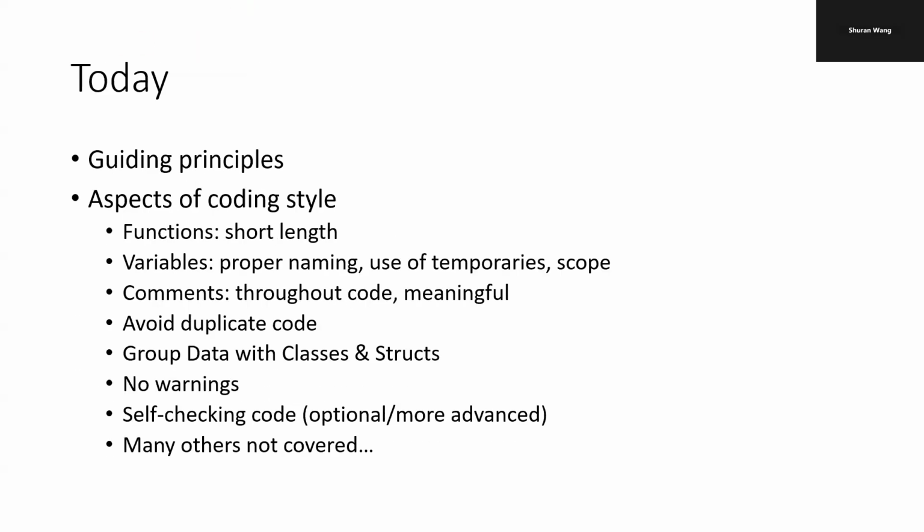Today, I'm going to cover the guiding principles on coding style and some aspects of coding style that you need to follow in your milestones, and this will be graded by your TAs. Functions, variables, comments, avoid duplicate code, group data with classes and structs, no warnings. Up to here, your TAs will be grading according to the guidelines covered in this tutorial, and afterwards, self-checking code are optional and others not covered.